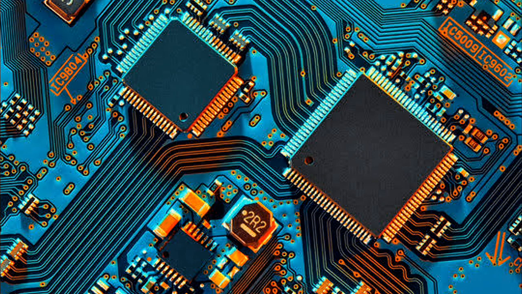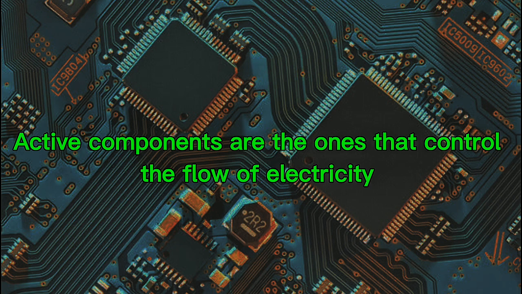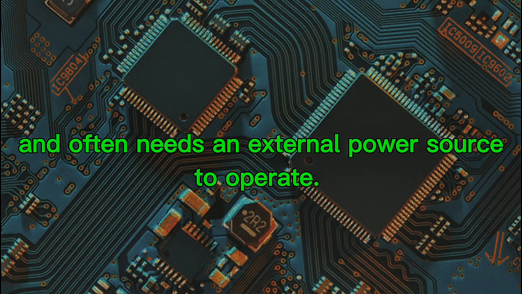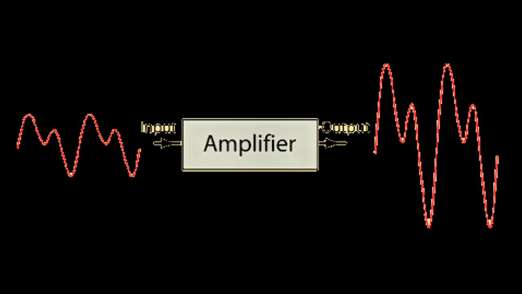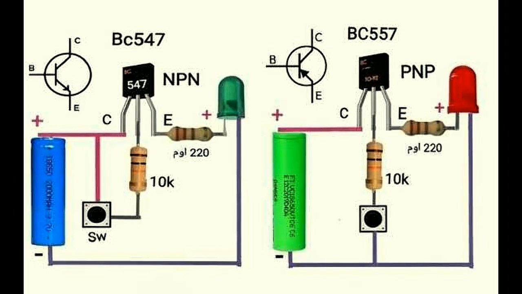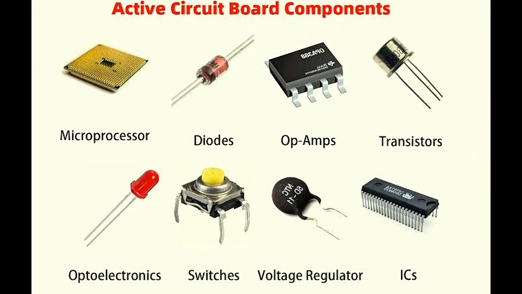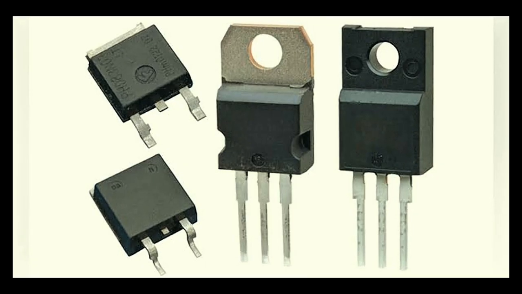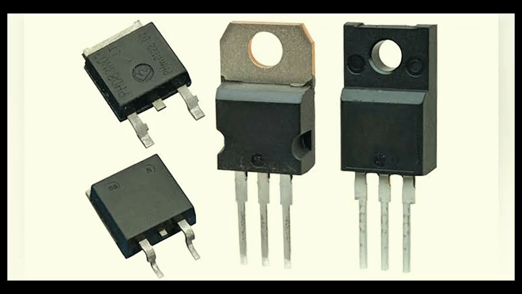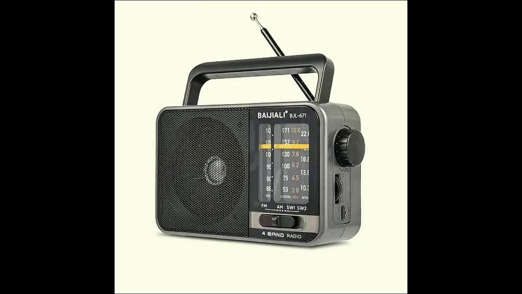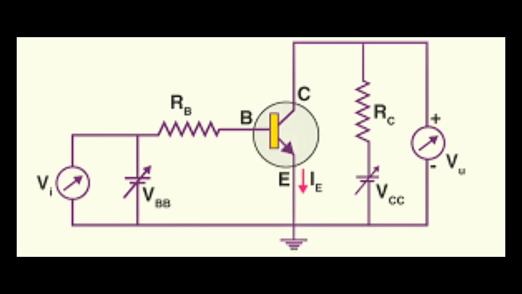What are active components? Active components are the ones that control the flow of electricity and often need an external power source to operate. They can amplify signals, switch currents, and even generate power. Let's look at the stars of this category. Transistors. These are like the switches and amplifiers of the circuit world. They can turn a tiny signal into a big one, or act as an on-off switch.